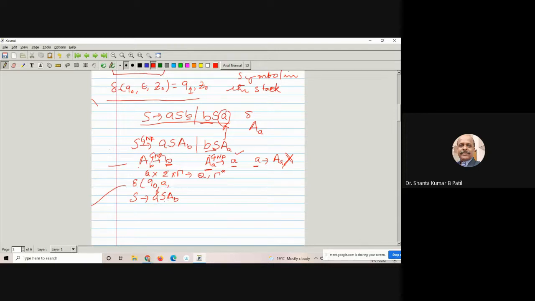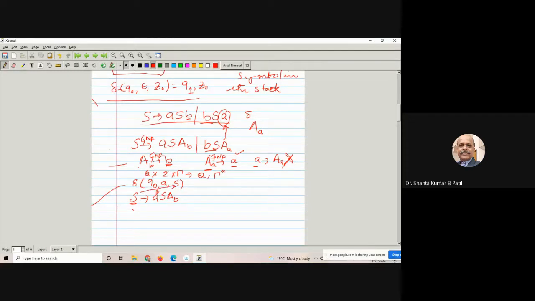And the stack symbol is Z naught in the PDA, but in the CFG given, in place of the Z naught you can consider S, because S in the CFG is equivalent to the Z naught in the PDA, where Z naught is the initial symbol on the stack, or you can call it the starting symbol of the stack. Hence, we do not have the Z naught. In place of Z naught, you can take the S. So Q naught, and this is S. So S is taken from this.